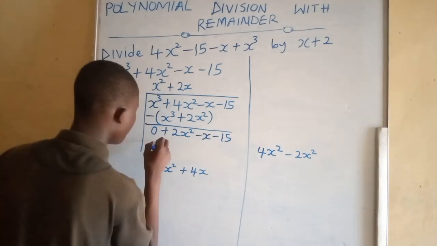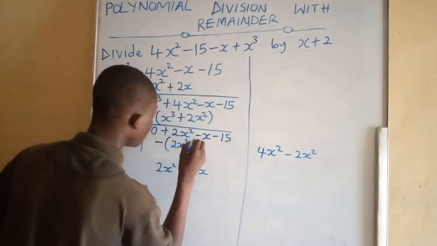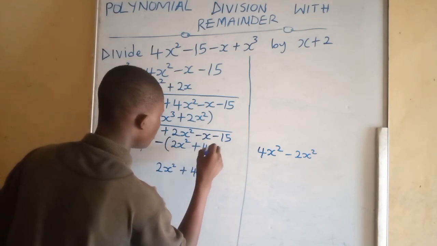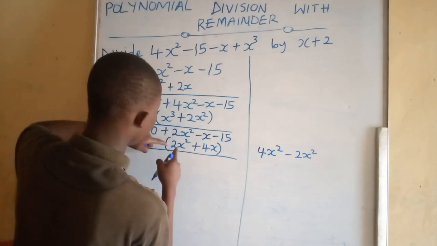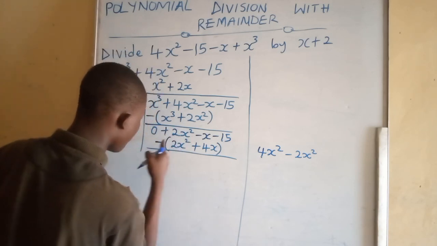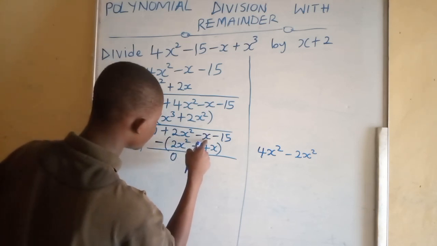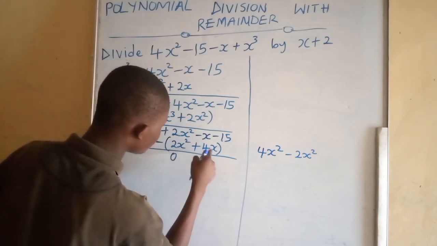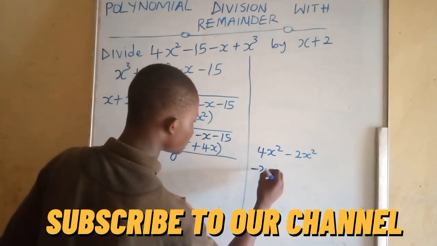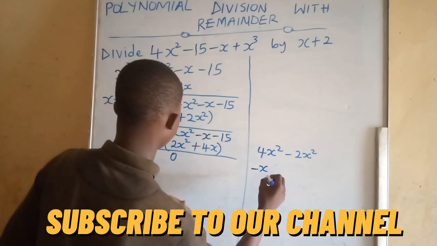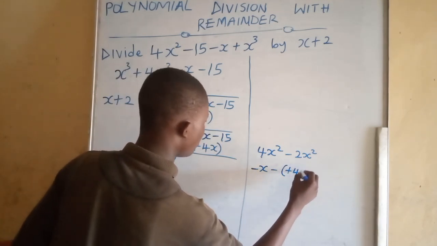Let's continue now. Minus 2x squared plus 4x. 2x squared minus 2x squared gives us 0. Minus x minus plus 4x will give us what? Let's look at it again. Minus x minus plus 4x.